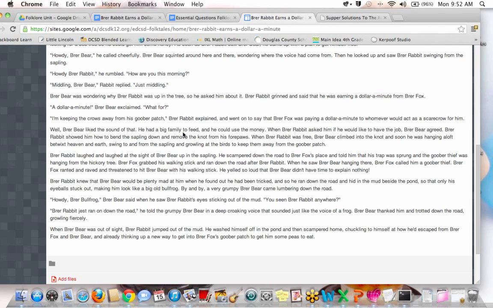Well, Br'er Bear liked the sound of that. He had a big family to feed, and he could use the money. When Br'er Rabbit asked him if he would like to have the job, Br'er Bear agreed. Br'er Rabbit showed him how to bend the sapling down and remove the knot from his forepaws. When Br'er Rabbit was free, the bear climbed into the knot, and soon he was hanging aloft between heaven and earth, swinging to and fro from the sapling and growling at the birds to keep them away from the goober patch. Br'er Rabbit laughed and laughed at the sight of Br'er Bear up in the sapling.